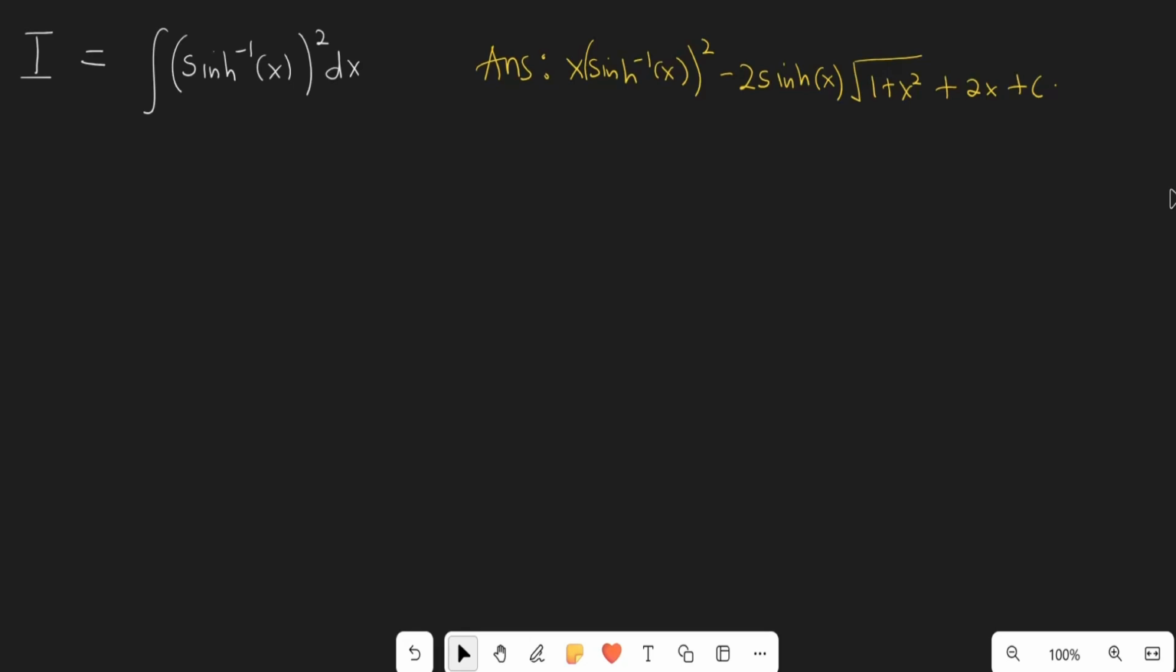In this video, I'm going to apply integration by parts to solve this beautiful integral. And the answer to this integral is shown on your right hand side.